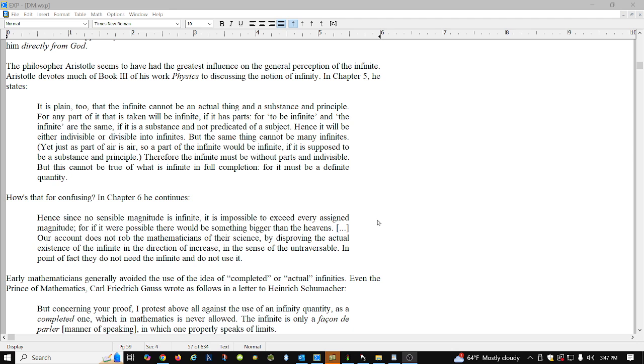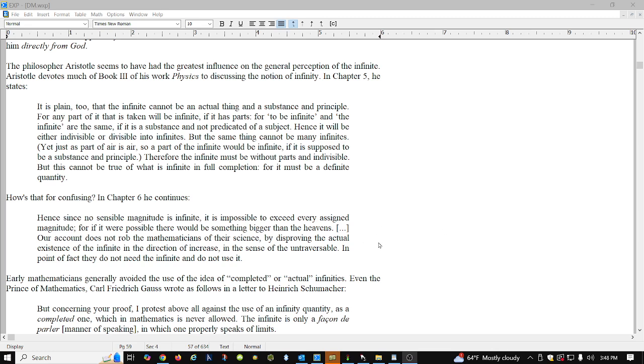Hence, since no sensible magnitude is infinite, it is impossible to exceed every assigned magnitude. For if it were possible, there would be something bigger than the heavens. Our account does not rob the mathematicians of their science by disproving the actual existence of the infinite in the direction of increase, in the sense of the untraversable. In point of fact, they do not need the infinite and do not use it.